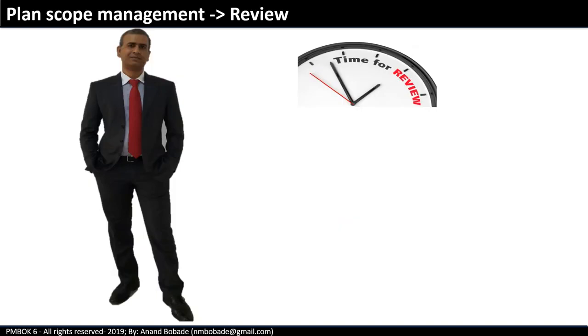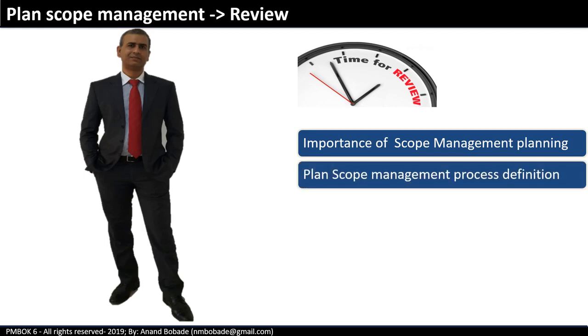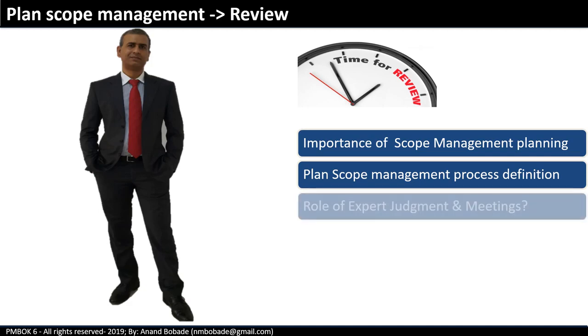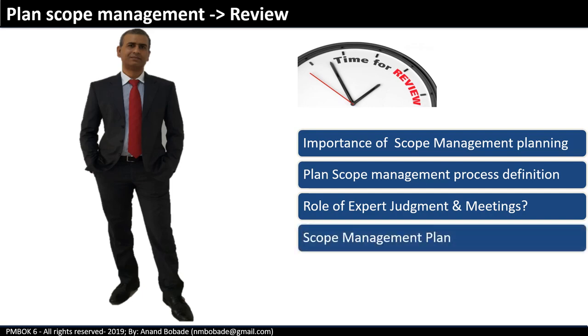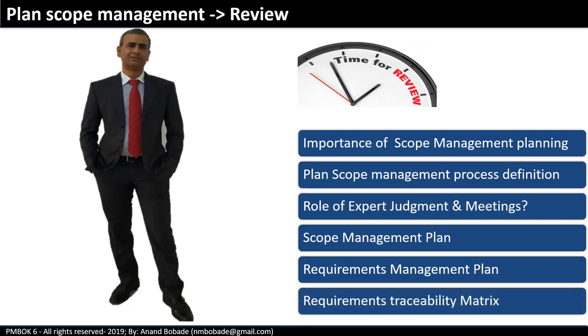Good job! We have completed the plan scope management process. Let's do a quick review. We learned the importance of scope management planning. We went through the plan scope management process definition, and understood the role of expert judgment and meetings. We talked about the contents of different plans, like what is inside the scope management plan and what is inside the requirements management plan. And finally, we learned about the importance of the requirement traceability matrix, or RTM.